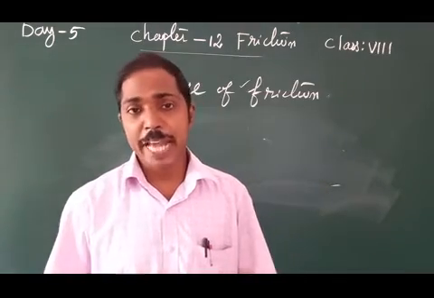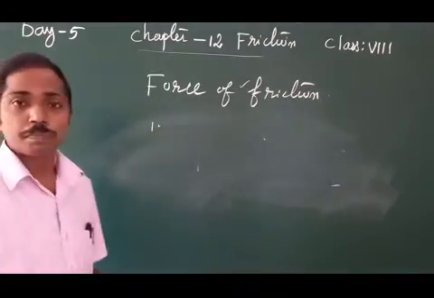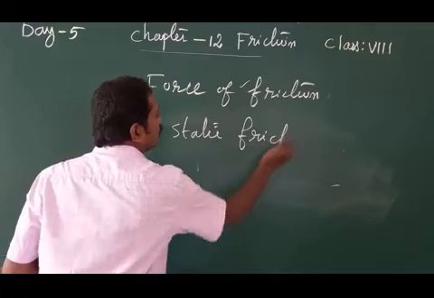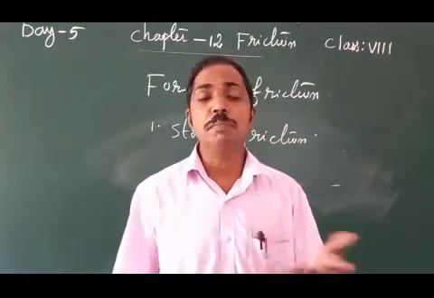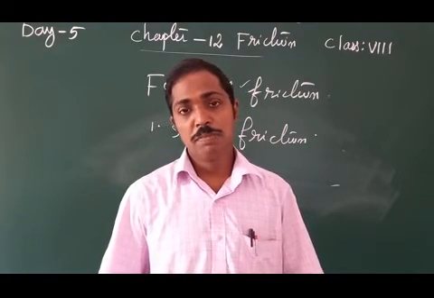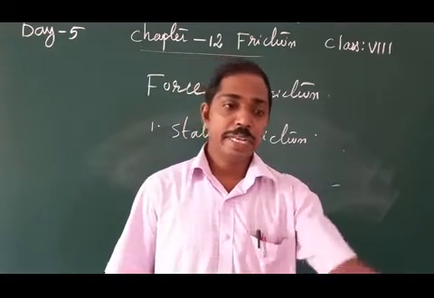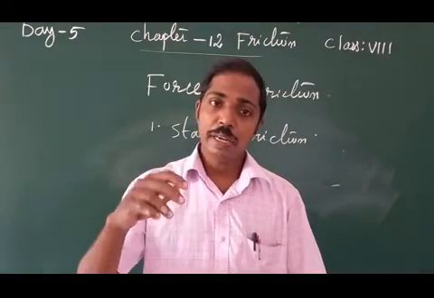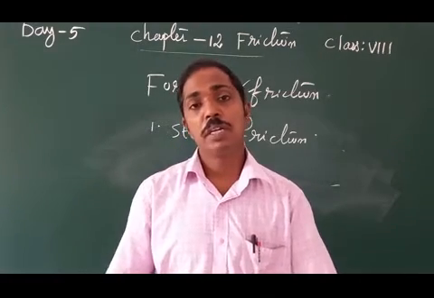There are three types of friction mentioned in your textbook. One, static friction. What is meant by static? When an object is at rest, we say static friction. Suppose a table, desk, or bench in your classroom is in the state of rest and its legs are in contact with the floor.